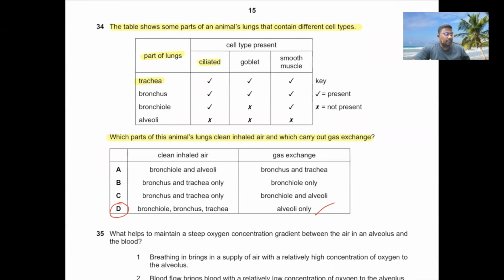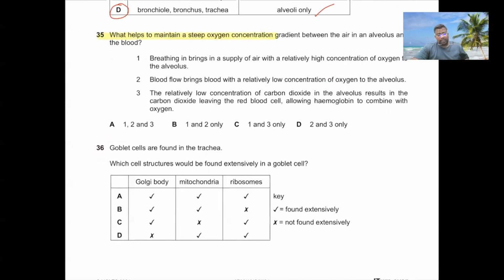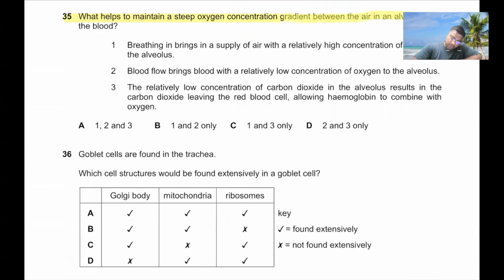34, D. 35. What helps to maintain a steep oxygen concentration gradient between the air in an alveolus and the blood? Breathing in brings in a supply of air with a relatively high concentration of oxygen to the alveolus. Correct. Blood flow brings blood with a relatively low concentration of oxygen to the alveolus. Yes, definitely. Deoxygenated blood enters the lungs. The relatively low concentration of carbon dioxide in the alveolus results in the carbon dioxide leaving the red blood cell, allowing hemoglobin to combine with oxygen. Perfect. So 1, 2, 3. A is the correct answer.